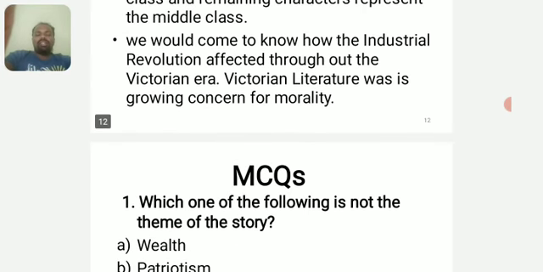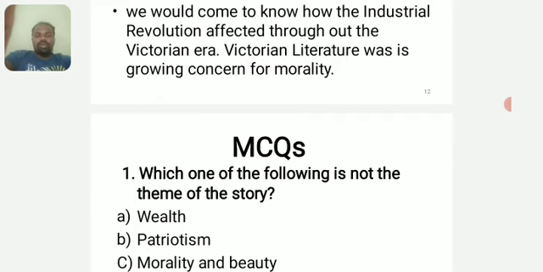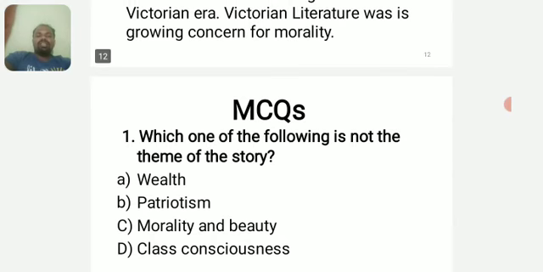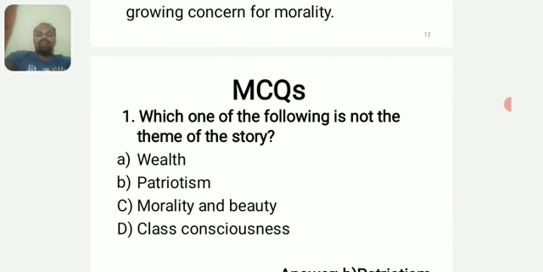Let's have a discussion about multiple choice questions. And here is your first question, as usual. The first question is, which one of the following is not the theme of the story? Four options have been given. The first option is wealth, then patriotism, morality and beauty. The last one is class consciousness. I think you may be getting the answer.